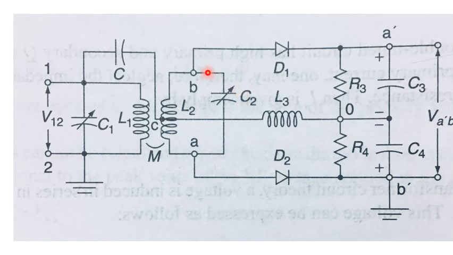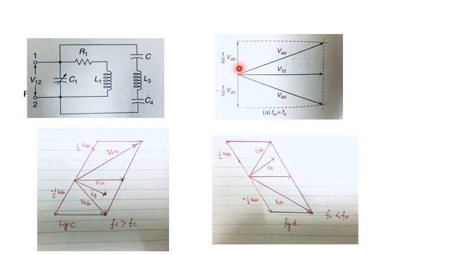Now let us see what happens when the frequency is above the resonant frequency. Let us see what happens when the frequency of the incoming signal is greater than the resonant frequency or the central frequency, that is Fi is greater than the central frequency Fc.